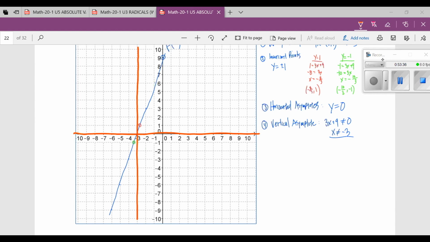Perfect, good. All right, I think we've got everything here. We've got our asymptotes, we have our invariant points, and I think all that we need to do now is try to fit in a line. Remember, there's going to be two parts. There's going to be a part that goes like that, and another part that goes like that, okay?